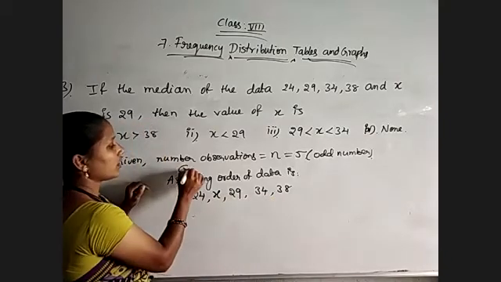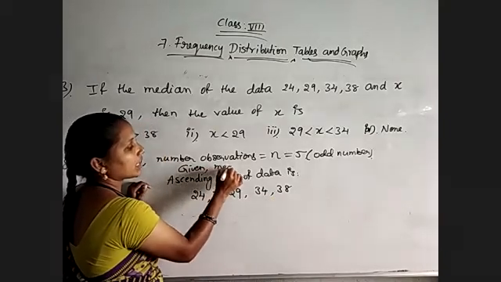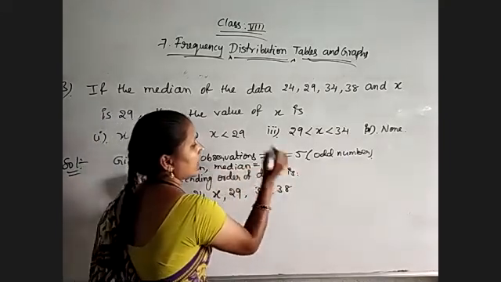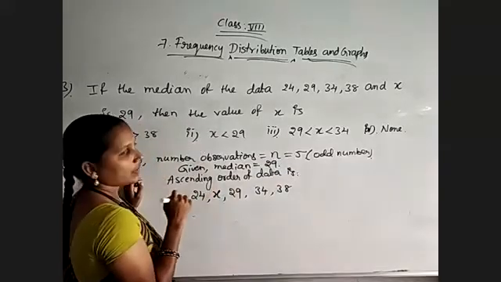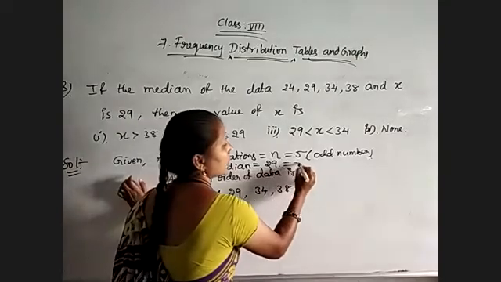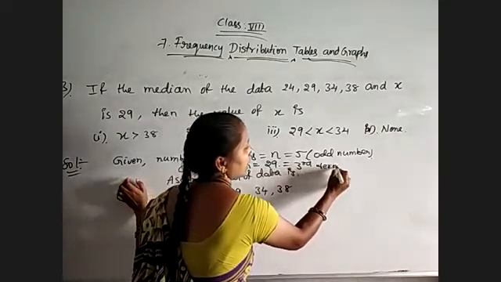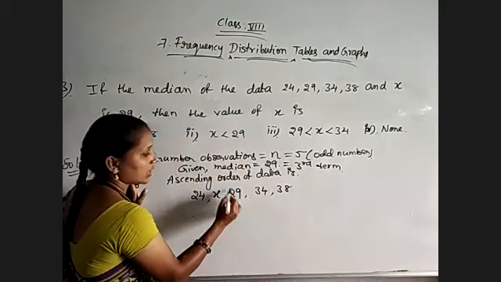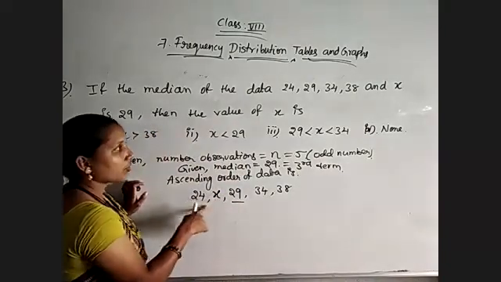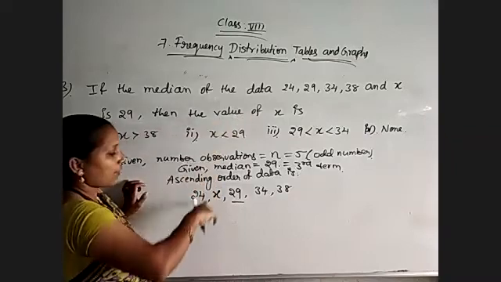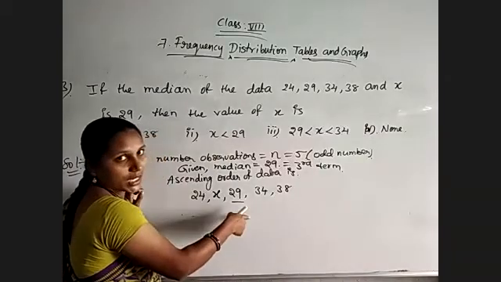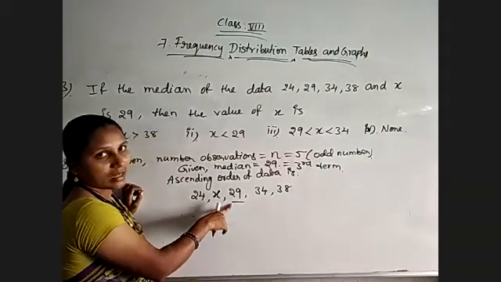So the given median of the data is equal to 29, and because n is 5, the third term will be the median. Therefore, the third term in the data is the median, that is equal to 29. And before 29, only one smaller number we are having, that is 24. If you take x after this 29, then it will not come in the middle.